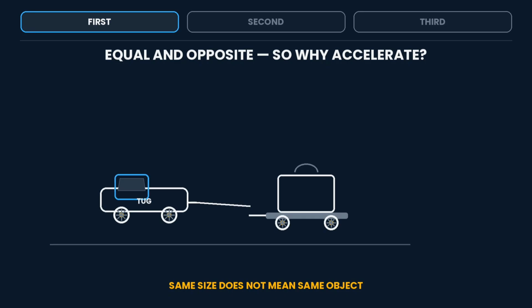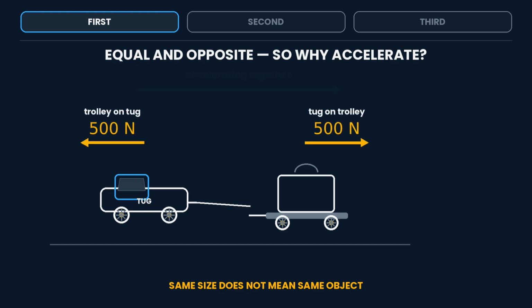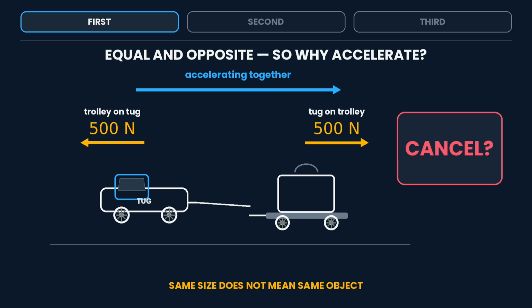An electric tug pulls this equipment trolley. The towbar sensor reads 500 newtons. The trolley pulls the tug backwards with the same force, yet they both accelerate forwards. Why do equal and opposite forces not cancel in this case?